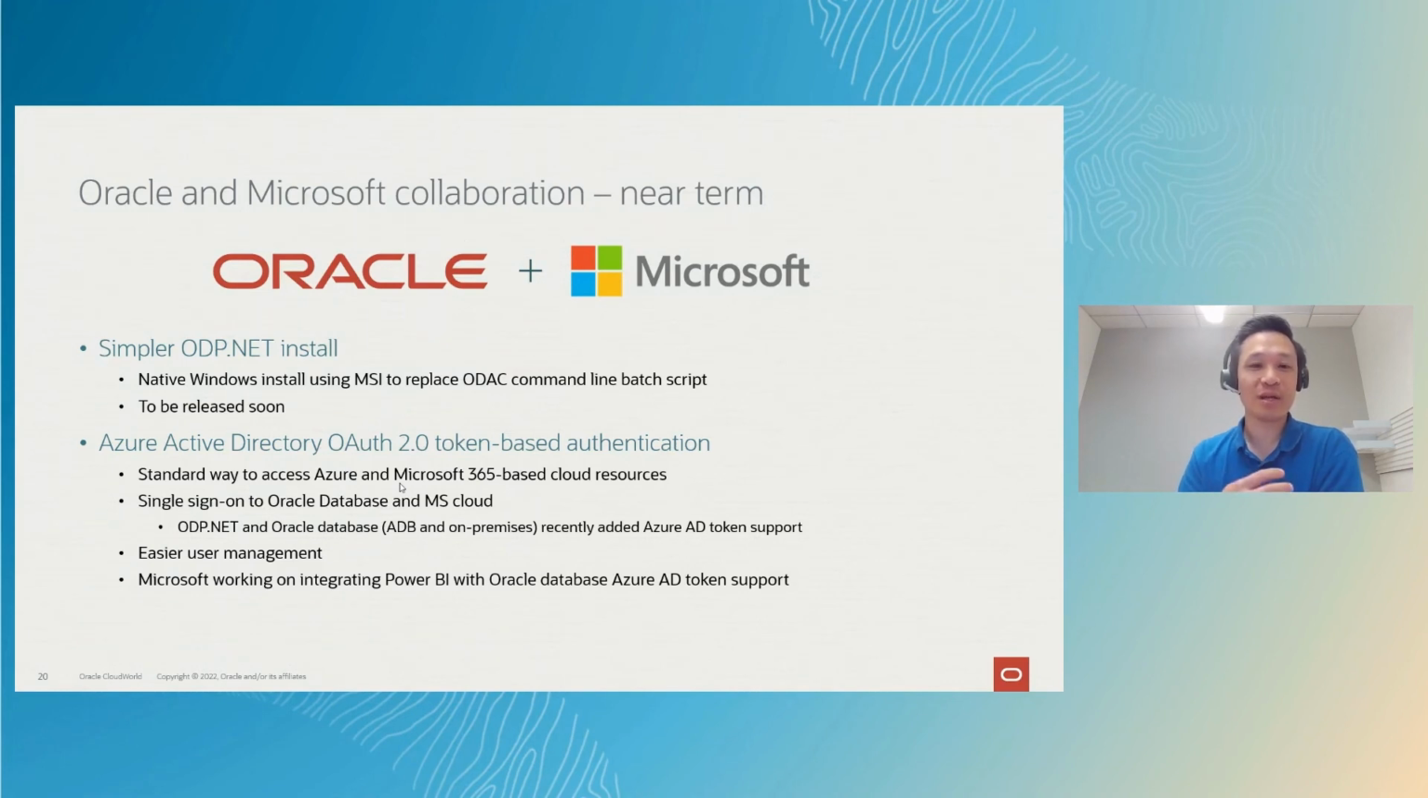And this is something that Oracle has already added Azure Active Directory generic support, and right now Microsoft is working on enhancing that so that Power BI can use that Oracle database Azure Active Directory token support, because there is some customization that the Power BI team needs to do, and once that customization is done, you'll be able to do Azure Active Directory single sign-on with Power BI and Oracle Autonomous Database, as well as Oracle on-premise databases too. So that's the near term.